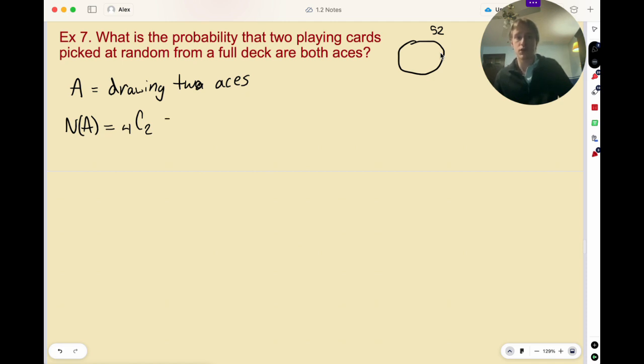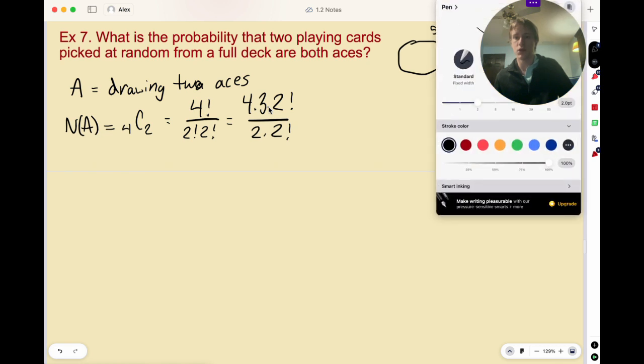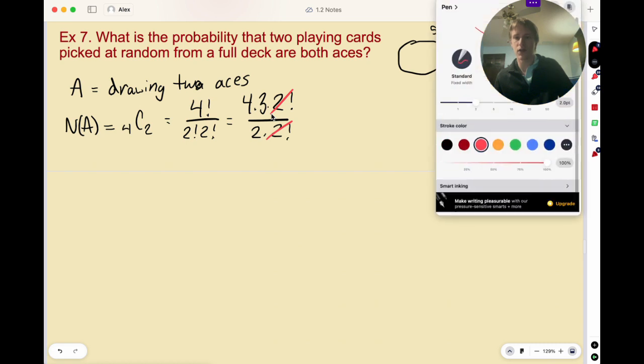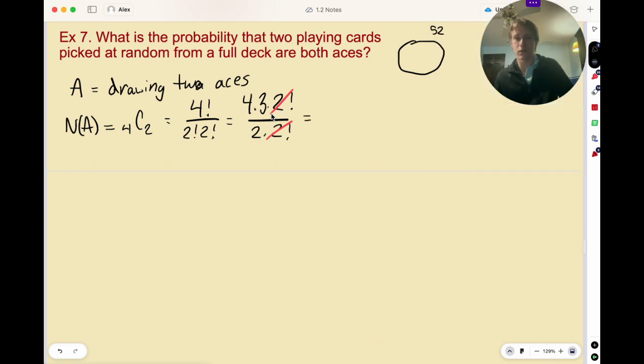Okay, and four choose two, by definition, is 4 factorial divided by 2 factorial times 2 factorial, which isn't too bad to break up, right? This is just 4 times 3 times 2 factorial, divided by 2 times 2 factorial. Then the 2 factorials cancel. 4 times 3 divided by 2 is 6. So the number of ways that could happen is 6. And you could probably count them out and figure that out too, right?